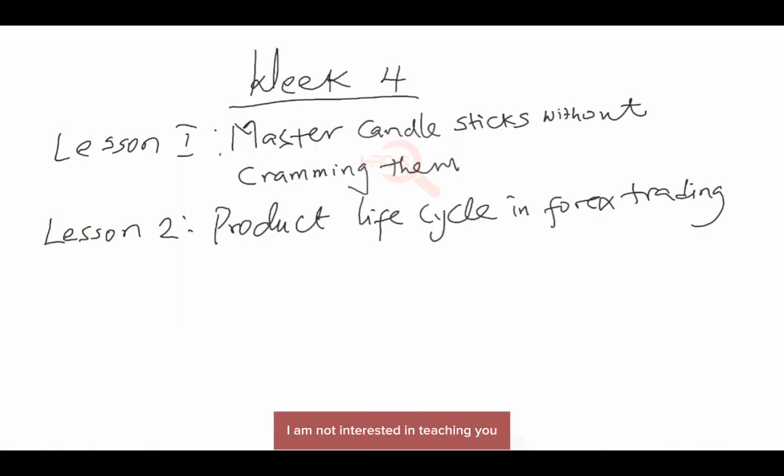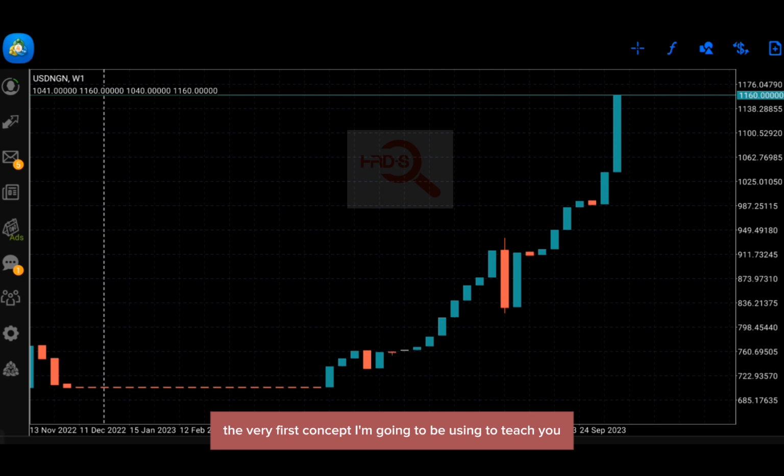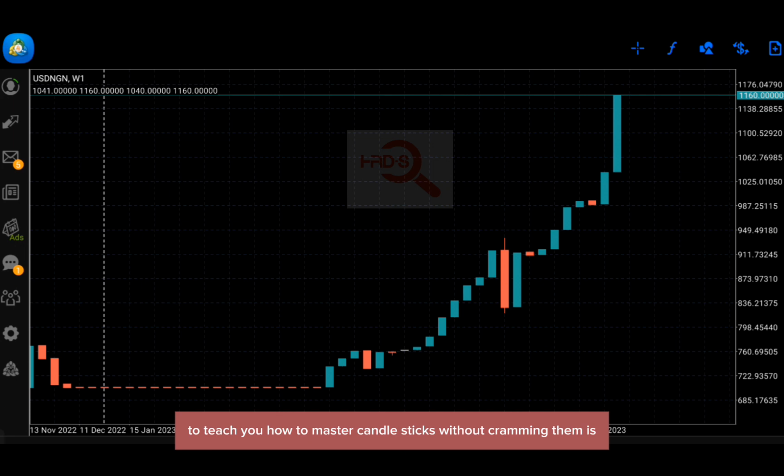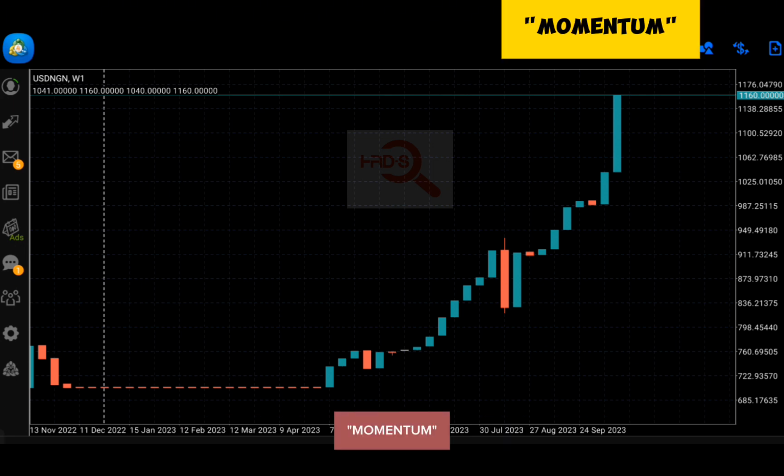I'm not interested in teaching you these different candles, their names, recognizing them, all right? Because when it comes to profitability, no major investor really cares about the names of all of these patterns. Okay, now let's move into the chart proper. The very first concept I'm going to be using to teach you how to master candlesticks without cramming them is momentum. So, what is momentum?